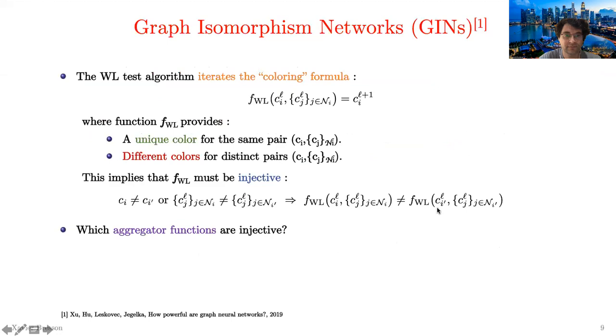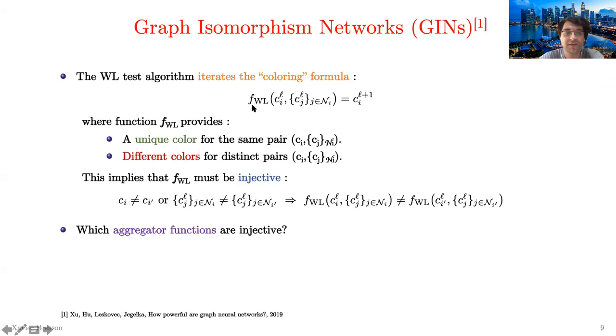Okay, so the implementation of this idea of the WL test as a graph neural network was introduced by Xu, Hu, Leskovec, and Jegelka in 2019. And the idea is basically implementing the coloring function here that we already talked about. So the question is, what is the shape of this function here?